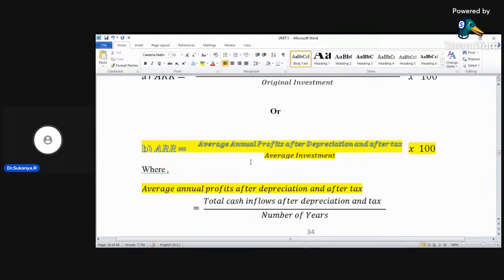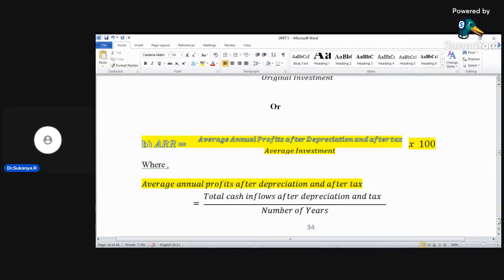See, when it comes to the ARR method, dear students, first of all, you have to write down the formula which says that average rate of return is nothing but average annual profit after depreciation after tax divided by average investment multiplied by 100. Now, what is the numerator and what is the denominator?